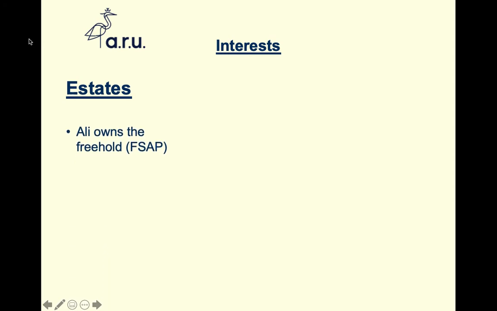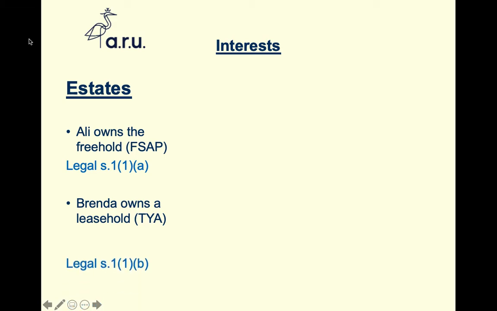So the estates, obviously Ali owning the freehold, the fee simple absolute in possession, would be articulated throughout that problem scenario. That's a legal estate that she holds under Section 1.1a of the Law of Property Act 1925. We already articulated and identified that Brenda owns the leasehold, the term of years absolute, that 10-year lease, is recognised as the second form of legal estate under Section 1.1b.